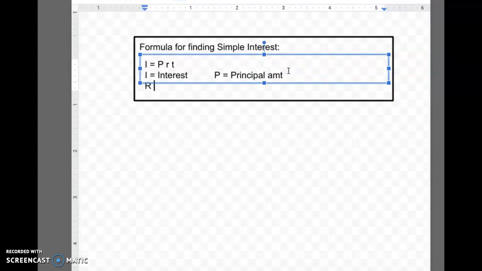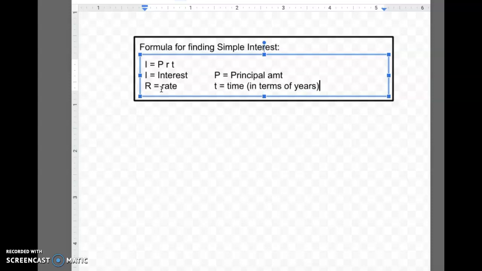The next thing we're going to have is the R. Normally we don't capitalize it, but R is going to be the rate that the bank gives you in order to pay you that percentage. And then finally, T is going to be the time invested. That's how long you leave it in the bank. However, we always talk about time in terms of years. So if it ever says that you only left it in for a certain number of months, we'll have to calculate how much of a year that is. 6 months would be half a year. So we would put 1/2 in for T.